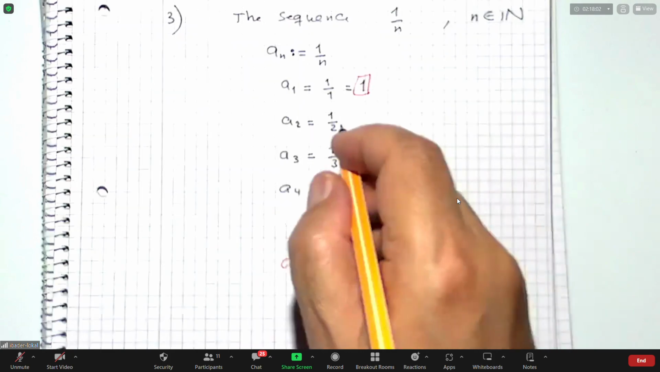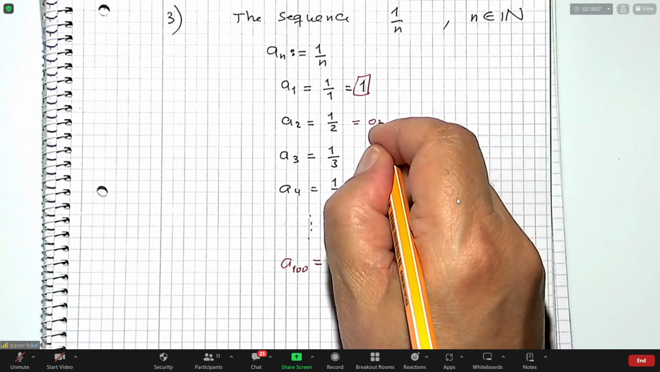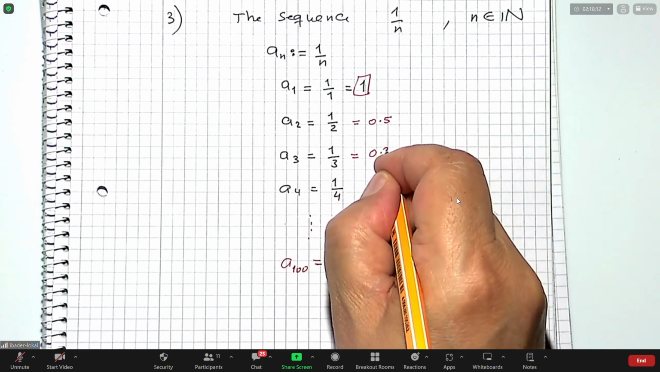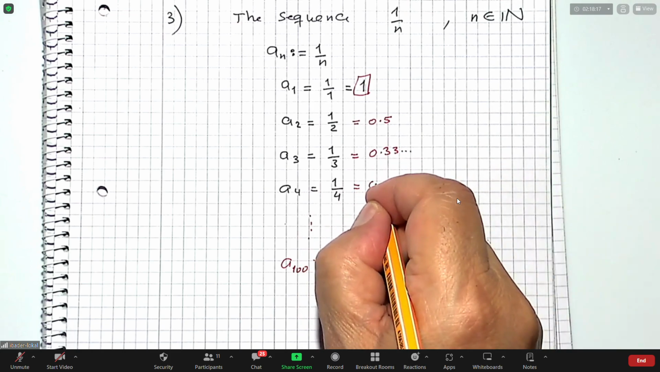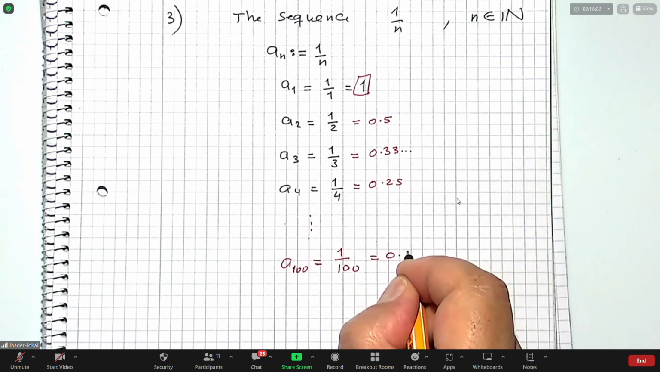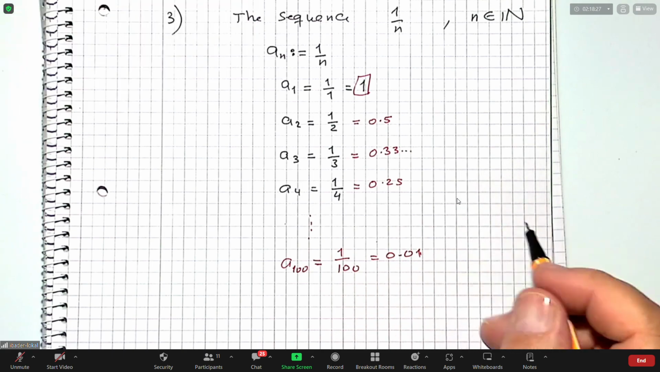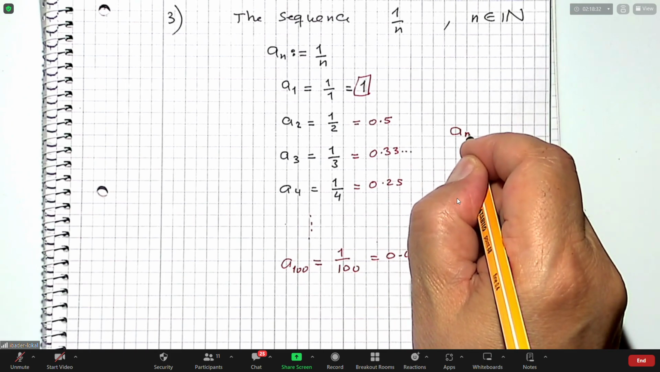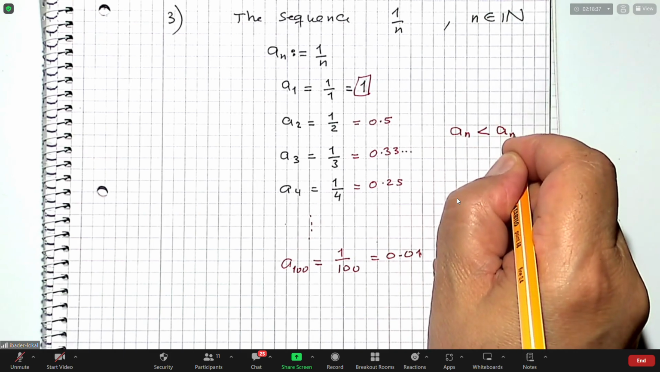Okay. Now this sequence here on the side, this starts with 1. Next element is 1/2, it's 0.5, right? This one is, let's say, 0.3 period. This one is 0.25. This one is 0.01, right? If you compare any element here, you will find that any element is less than its previous element.